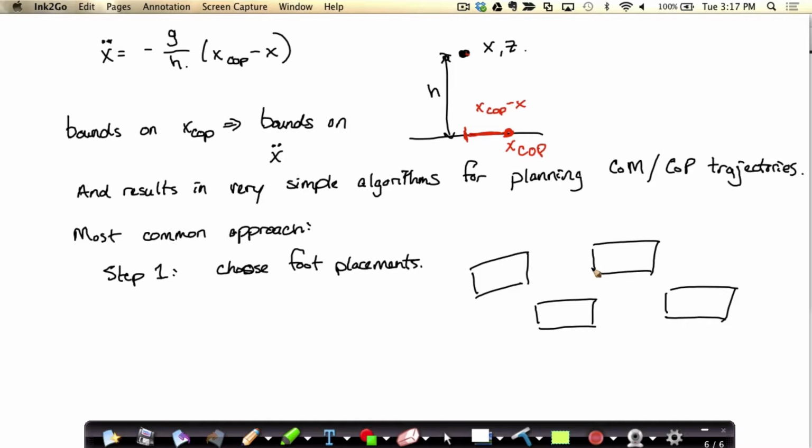This is now looking down from above at my foot. And then, given a set of feet, I know instantaneously what my constraints are on my center of pressure. I could just say that if this foot is the only foot on the ground, my center of pressure has to be inside here. If this foot's on the ground, it has to be inside here. If both feet are on the ground, I can put it anywhere in the convex hull.